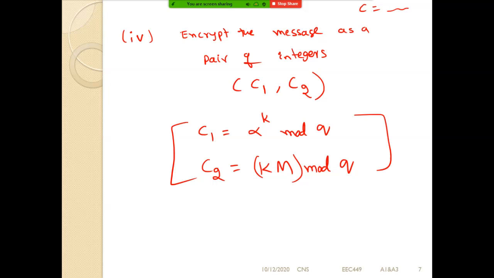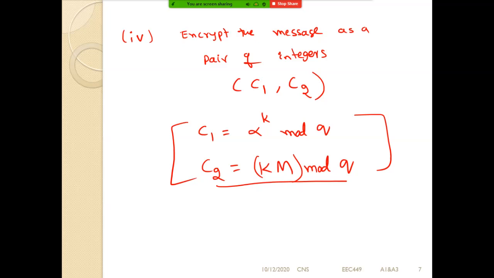Is it clear to all of you? So why do we need C1? We'll see that when we do the decryption. The actual encrypted message is in C2, and C1 will be used by the user A later to recover the key. So tell me, up to now is it clear? Yes, sir. The fourth step is the encryption process, denoted by the pair of integers C1 and C2. C1 is calculated by alpha power small k mod q, and C2 is capital K, which is the secret key, into the message modulo operation.